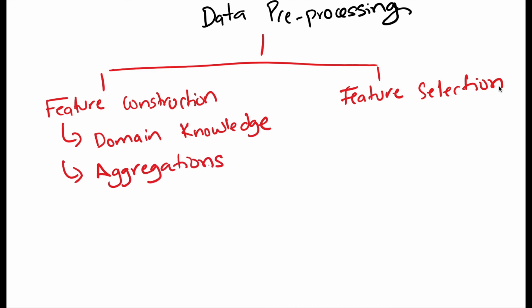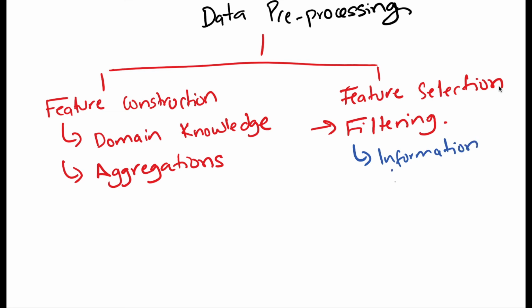If you're working on feature selection, you need to understand there are three ways to do feature selection. You can use the filtering technique. Within the filtering technique, you can either do information gain, or you can run a Pearson's correlation.